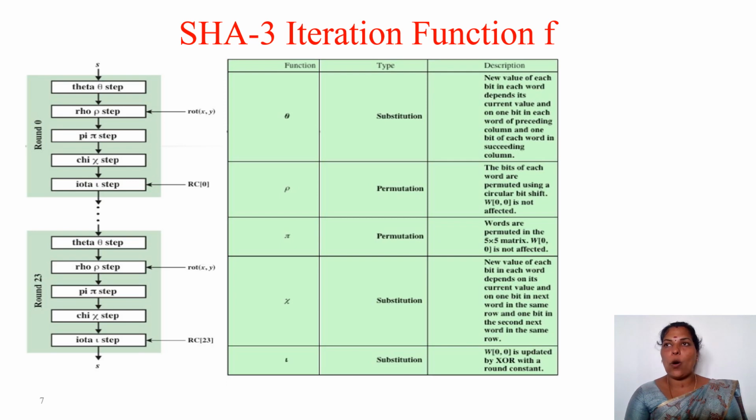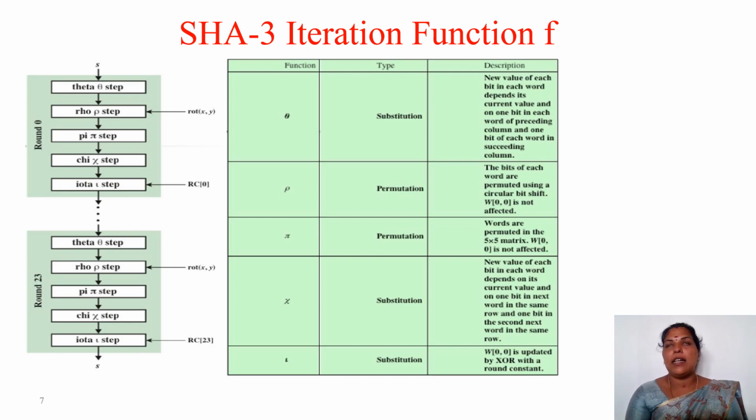So coming to the round function, in the previous steps we have seen the function f in many places. So what is this function f? It consists of a total of 24 rounds, that is round 0 to round 23, and in each and every round we perform different steps: the theta step, rho step, pi step, chi step, then the iota step. That is some substitution step we perform, that is a rotate round constant.